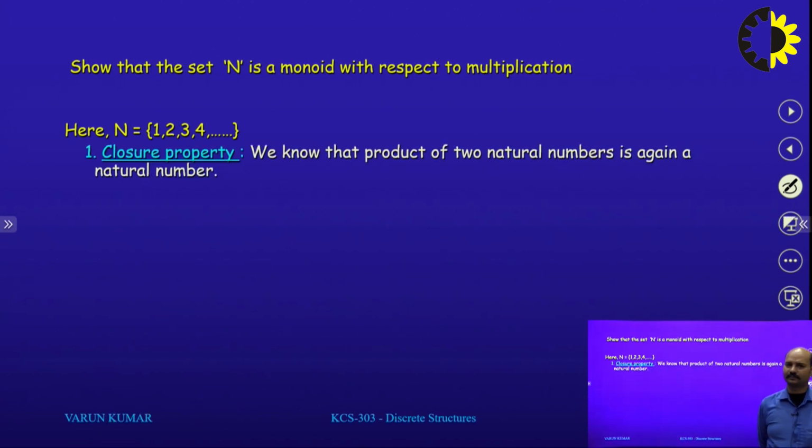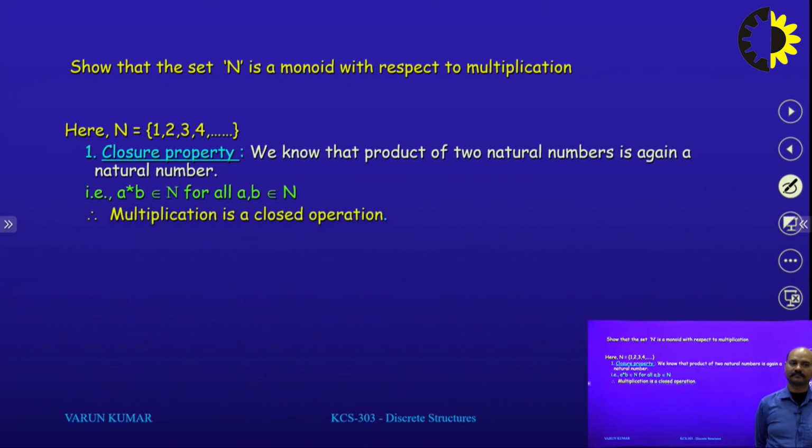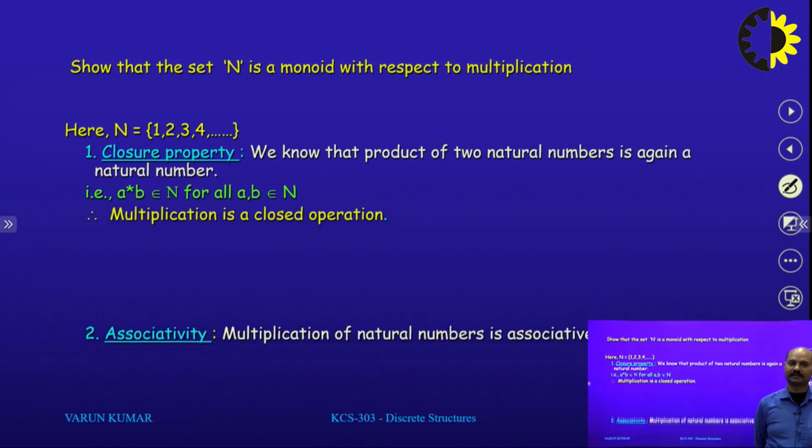We know that the product of two natural numbers is again a natural number. We take any two numbers from this set, that is 2 times 4 equals 8. Again, the product of two natural numbers is always a natural number. So we can say that the closure property is satisfied. For all elements A and B belonging to this natural set, the result must belong to this particular set. So we can say that multiplication is closed.